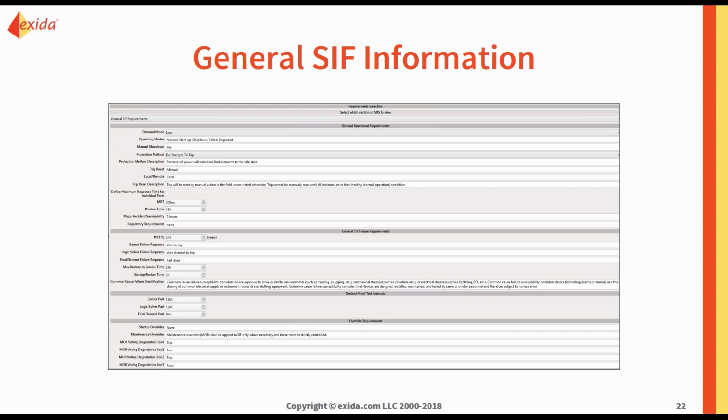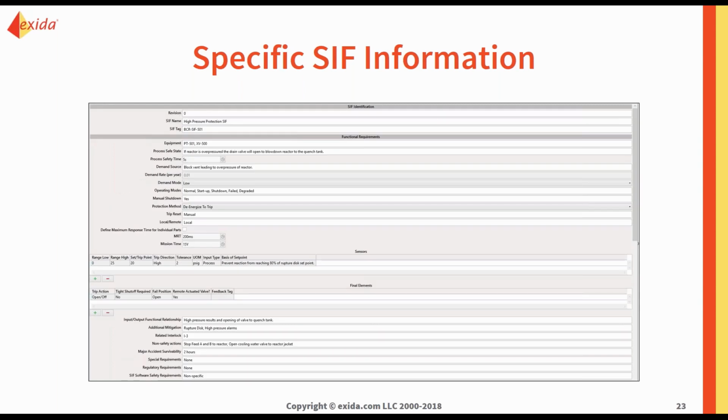For desired proof test intervals, you can set one for logic solver part, sensor part, and final element part separately. And then you have any override requirements. So you can see there you have your startup overrides, and then your voting degradation based on redundancy and your maintenance overrides. So in the tool, you hopefully just have to fill this out once. You apply it to all of your SIFs, and once you go into the SIF specific requirements, if you want to change it there, that's fine, but hopefully this is a bit of a time saver to say this is consistent throughout my safety instrumented system.